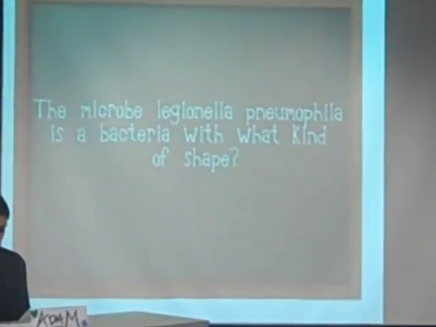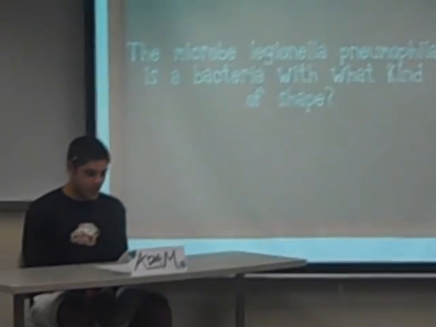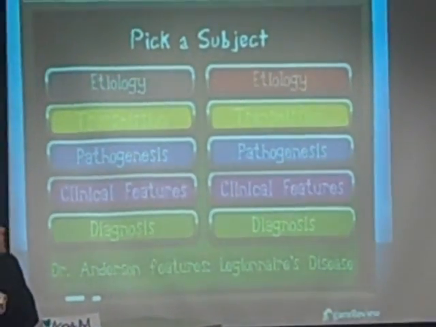Etiology, please. Okay, the microbe Legionella pneumophila is a bacteria with what kind of shape? Single bacillus. Wow, that is correct. Did you know also this bacteria is gram-negative, motile by means of flagella, contains a capsule, is non-spore forming, and is considered an aerobic bacteria? Okay, Adam, go ahead and pick another category.